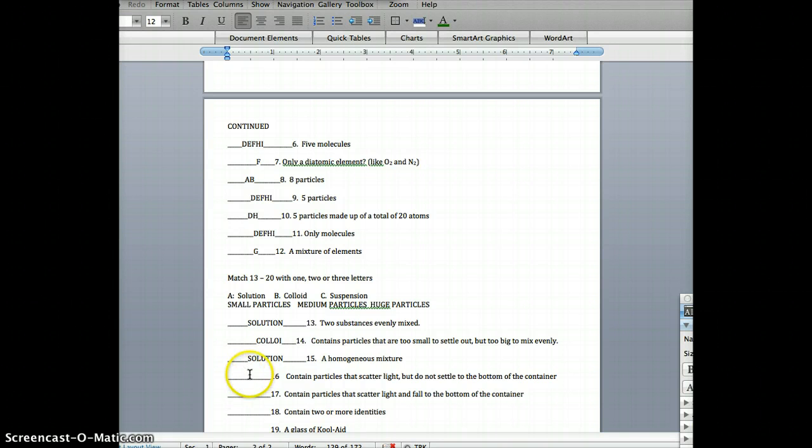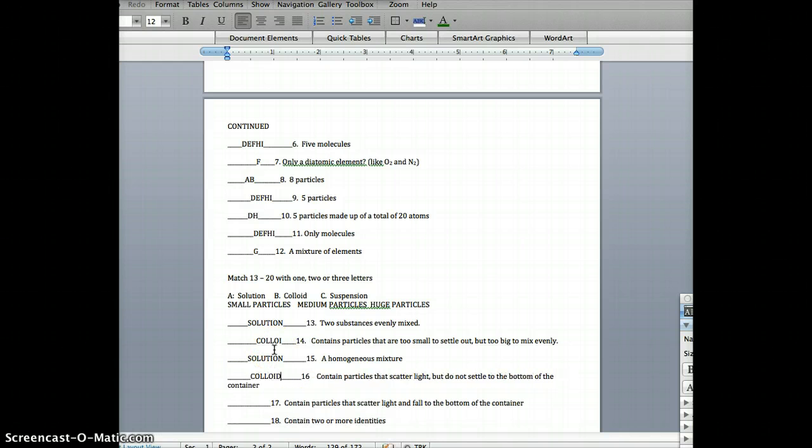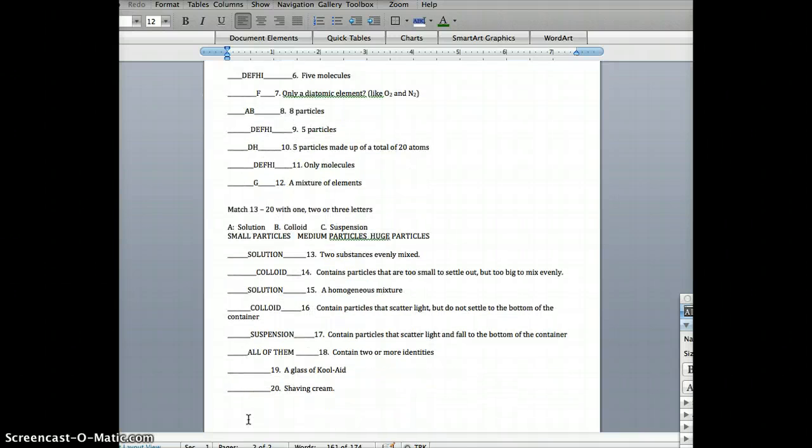Contain particles that scatter light but do not settle to the bottom of the container. That'd be a colloid. I misspelled colloid up there. Contain particles that scatter light and do fall to the bottom of the container. That'd be the bigger particles, so that would be a suspension. Two or more identities, all of them, because all of these are mixtures.